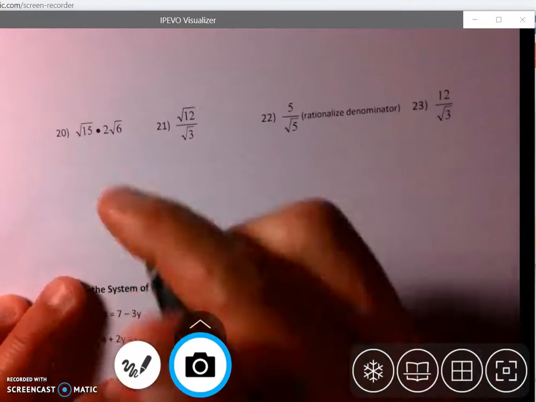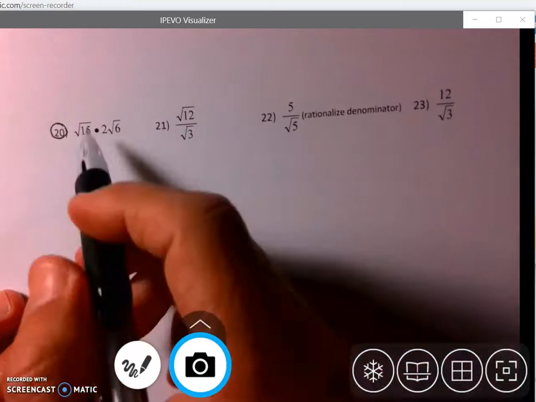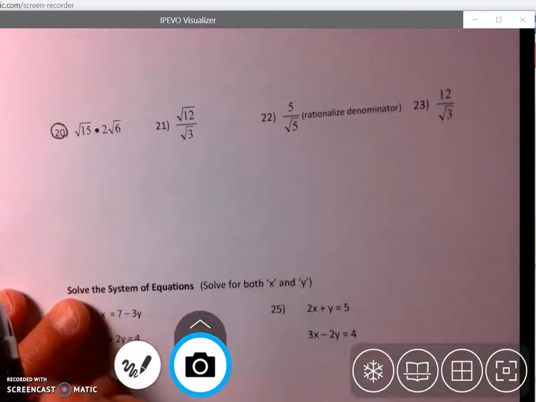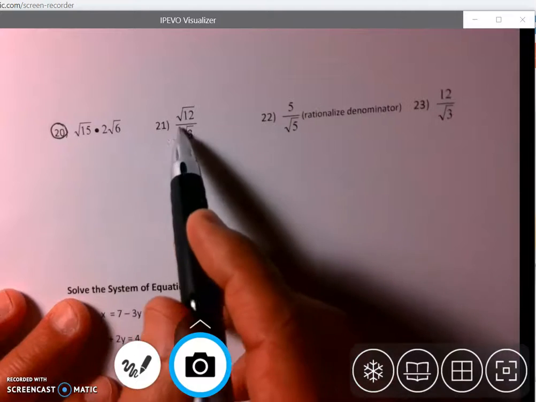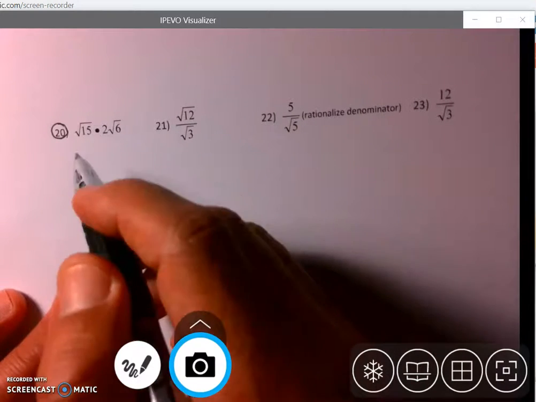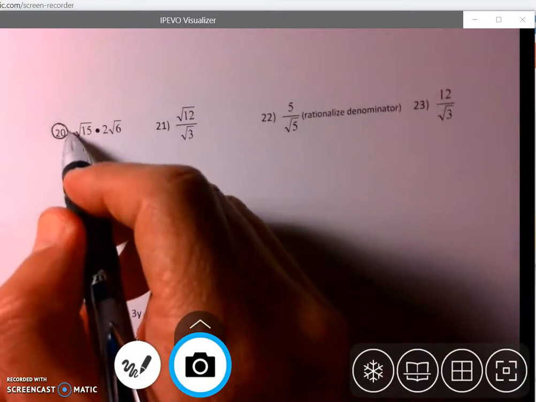Okay, I'm going to actually jump to number 20. We are simplifying a radical. We actually see a multiplication here. When you multiply or divide, it is okay to multiply or divide. This looks like a division, but it is a fraction, but it is a division bar. This is multiplication. Now when you multiply, don't go 15 times 2. You can only multiply outside numbers with outside numbers.